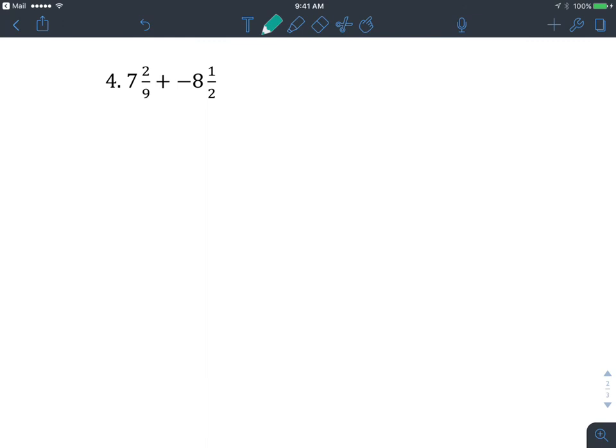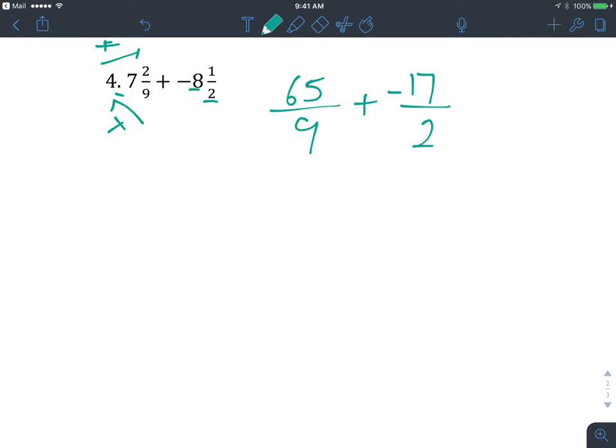Now, very last one. 7 and 2 over 9 plus negative 8 and 1 over 2. So, first step, turn them both into improper fractions. We want to get rid of those whole numbers. 9 times 7 is 63 plus the 2 is going to be 65 over 9. And then negative 8 and 1 over 2. 2 times 8 is going to be 16 plus the 1 gives me 17 over 2 negative.